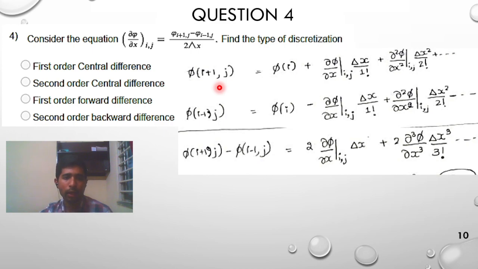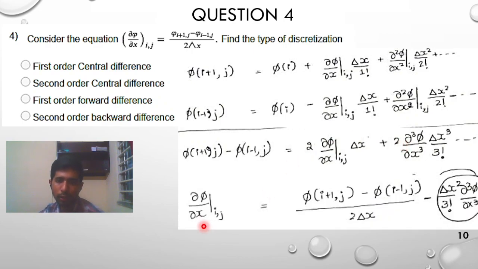Now if you subtract these two Taylor series expansions, you will end up with an expression for dou phi by dou x. Phi of I will get cancelled, I plus 1 and I minus 1 is there and you are subtracting, so the dou square phi term will also get cancelled out. What will remain is dou cube phi by dou x cube into delta x cube by 3 factorial, which was there next. That will remain because here it will come plus and here it will come minus, so that will get added and you get 2.